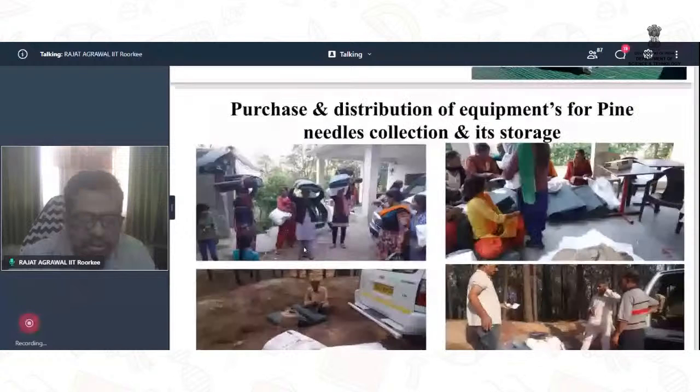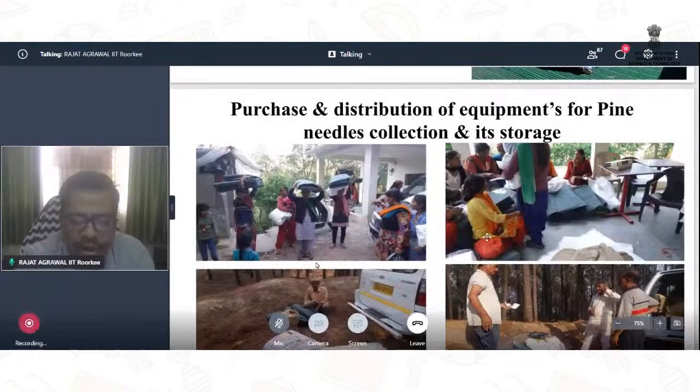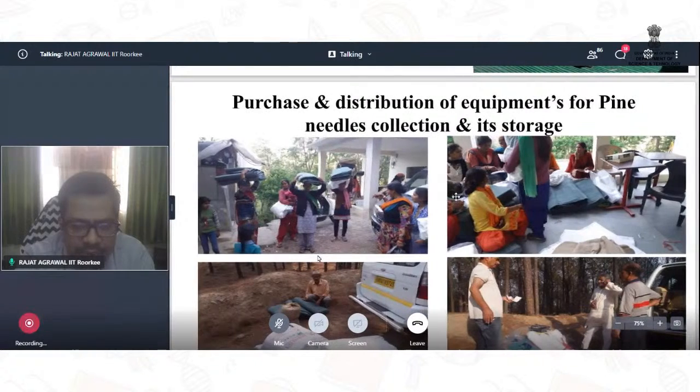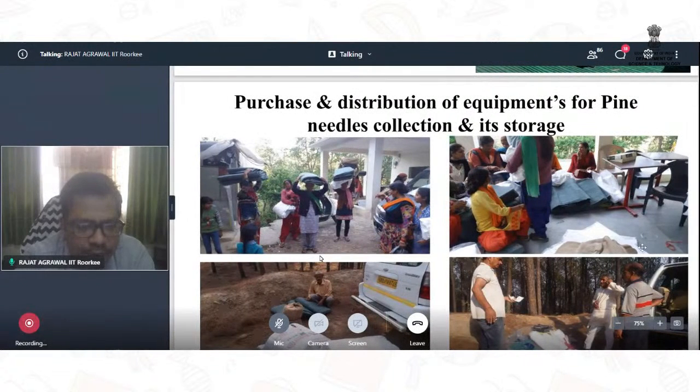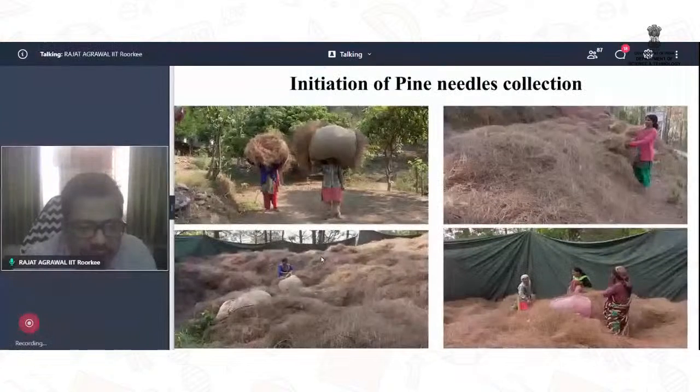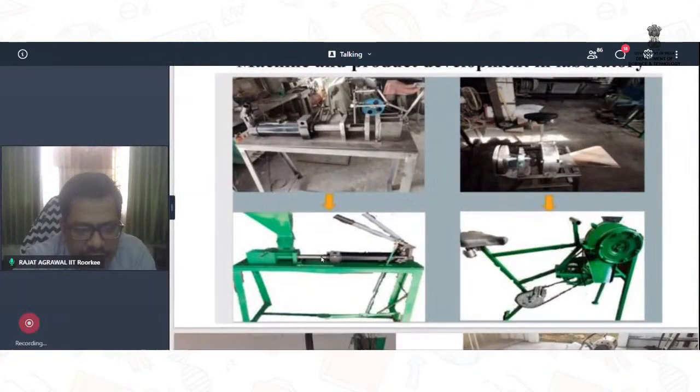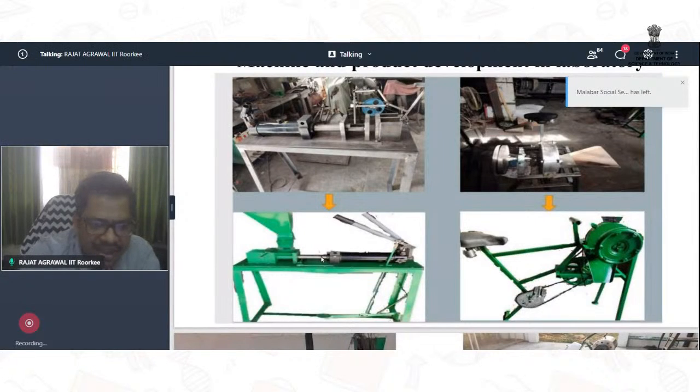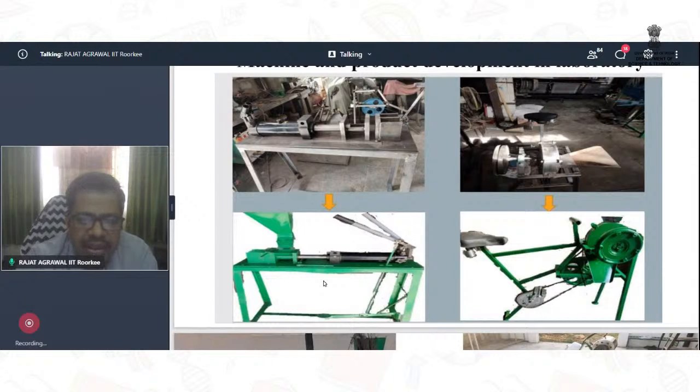So we went to villages and distributed all the required items to them. These are the pictures of those activities which help villagers to collect the pine in a more scientific manner. All these are the pictures of collection of pine. So these are the machines which we have developed, and as I said, these are the pictures of the manufacturing facility which we have developed.